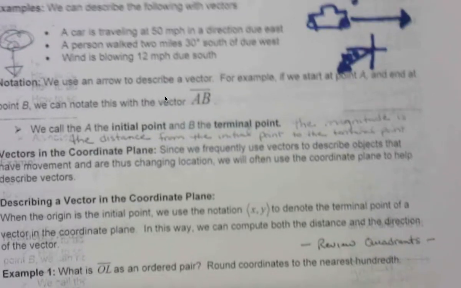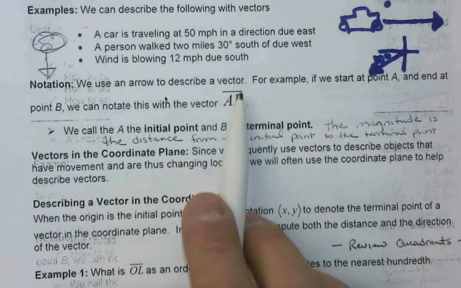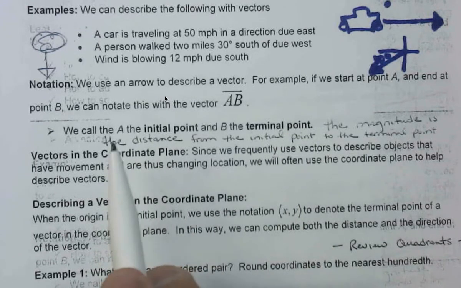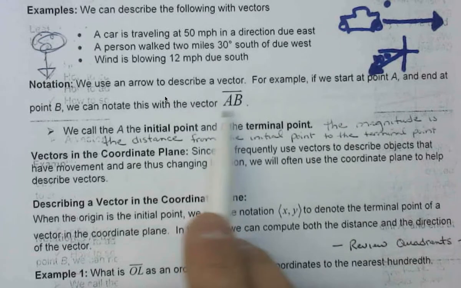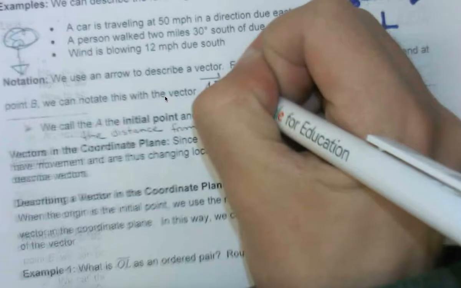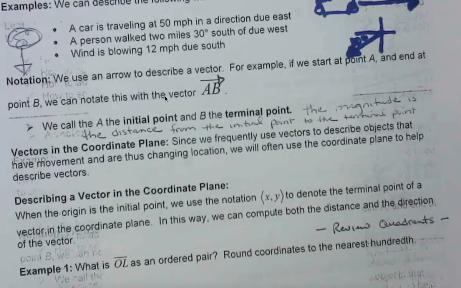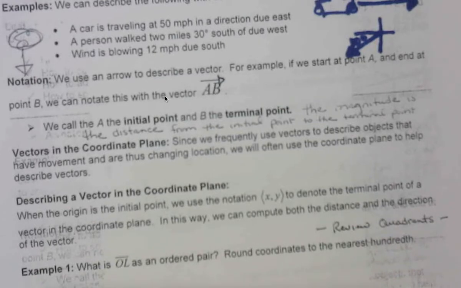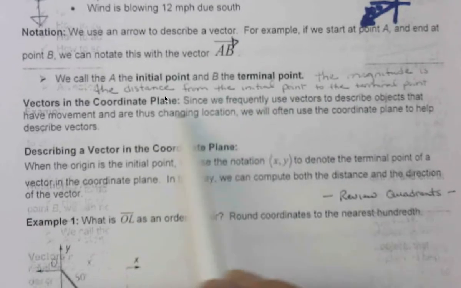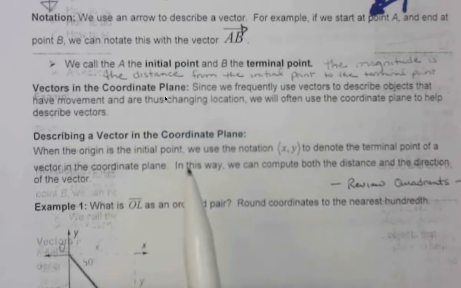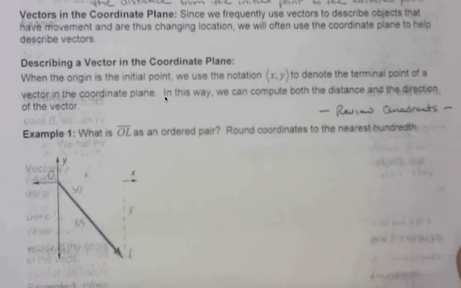We can use an arrow to describe a vector. That's what we've already kind of seen. For example, if we start at point A and end at point B, we can use this notation for vector AB. So notice that it's AB, and then we have this little arrow up here to show that it's going in some direction. Similar to a ray, which we've seen before. We call A the initial point, B the terminal point. These move in the coordinate plane. We'll describe how these move in the XY plane, and we'll take this further from here.